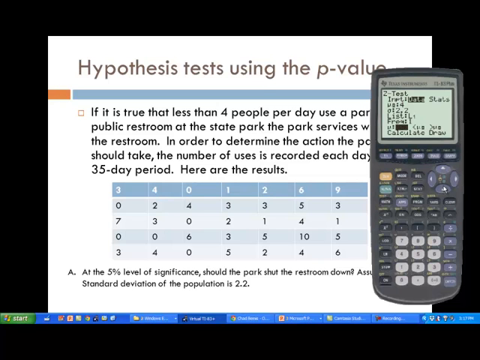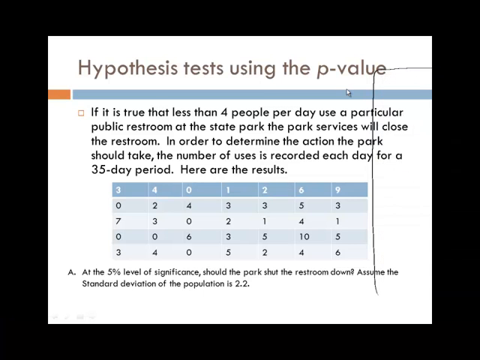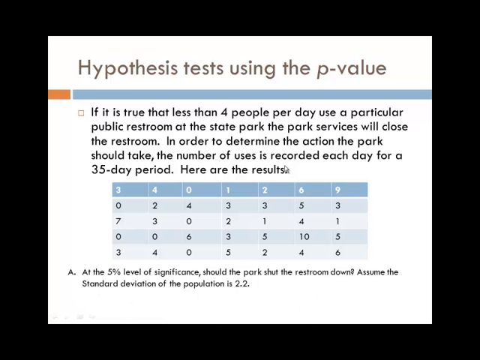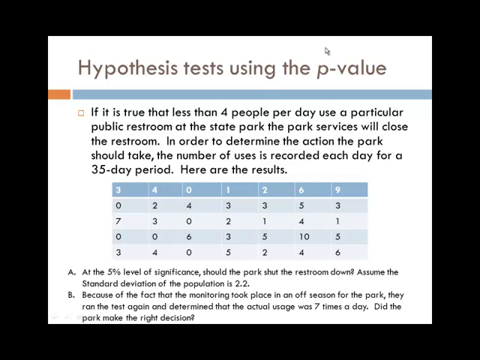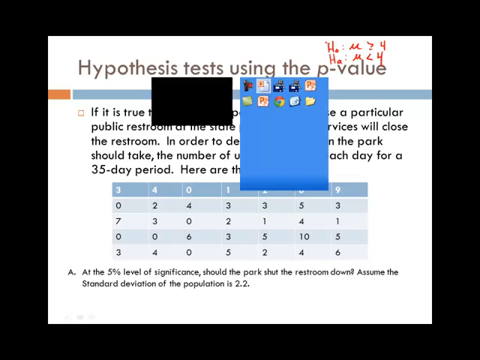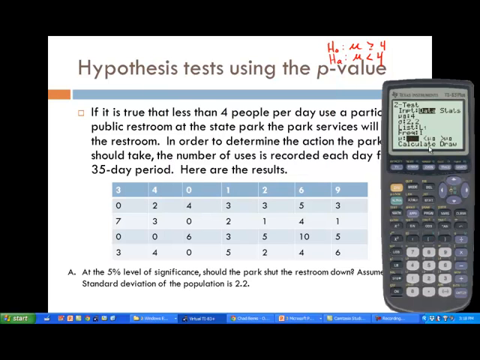And then we're looking at a null hypothesis here. Sorry. We're looking at a null hypothesis that the mean is greater than or equal to 4 people per day, and the alternative is that it's less than 4 people per day. So we would use a less than and then calculate.